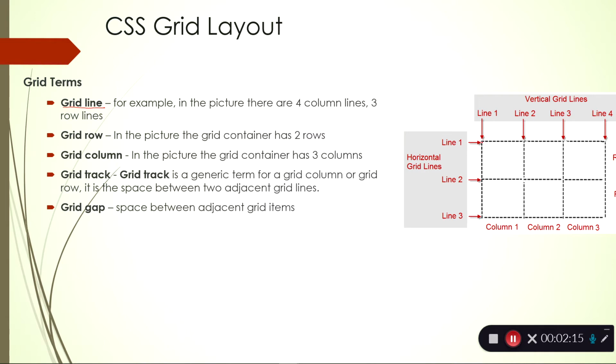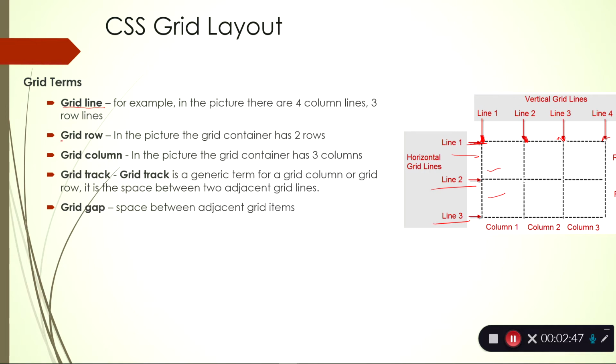For example, if we take the columns, the grid line starts here, where the first column starts, and this is line 2, line 3 and line 4. So for a 3-column layout there will be 4 lines. Similarly for the rows, it starts where the row starts. So for a 2-row layout there will be 3 row lines. That is called a grid line. We will be using grid lines to control the placement of the items.